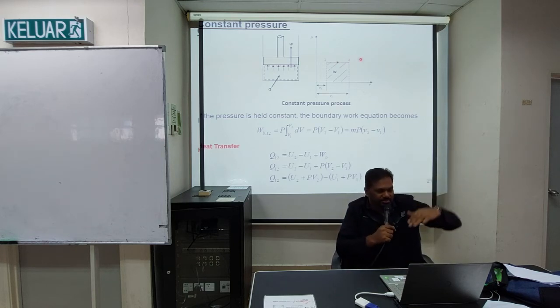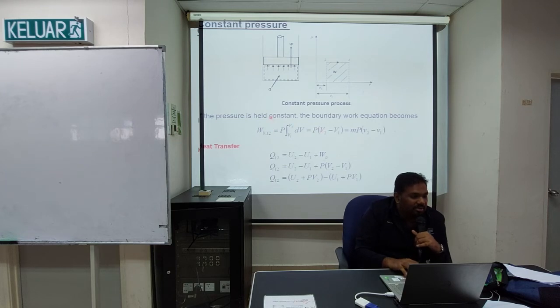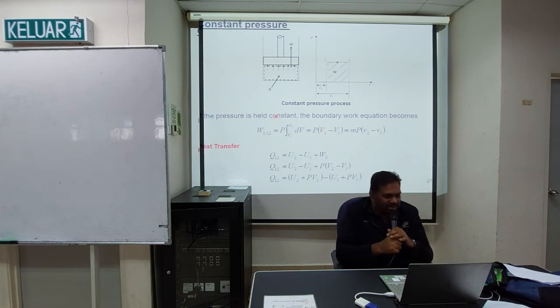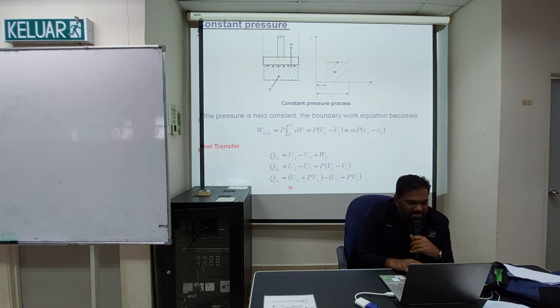Dia tak ada perubahan. Okay, so if the pressure is constant, the boundary work equation becomes... kalau in constant pressure case, boundary work done tak jadi kosong dah, sebab dia area under the curve kan. You boleh cari area under the curve ni. Okay, so you kena gunakan formula ni, m P V2 minus V1. So you boleh carilah dekat ni. So you gantikan dekat heat transfer equation, at the end you akan dapat equation ni.